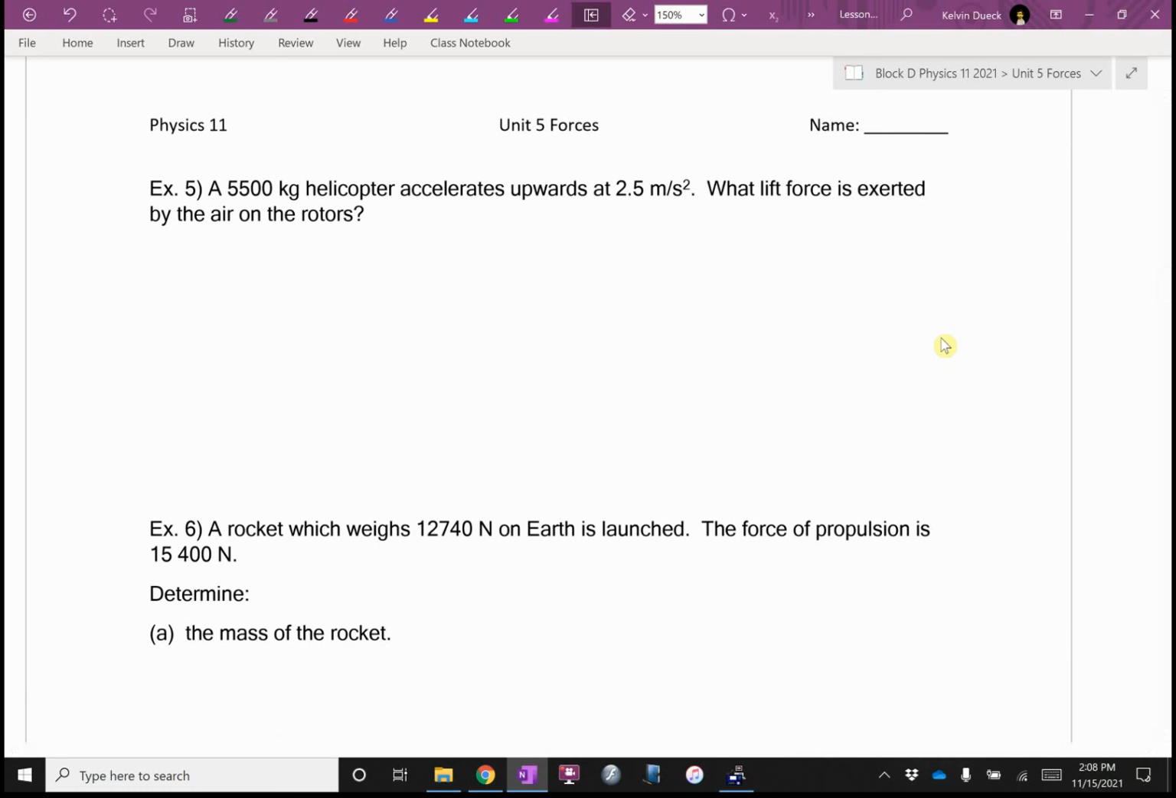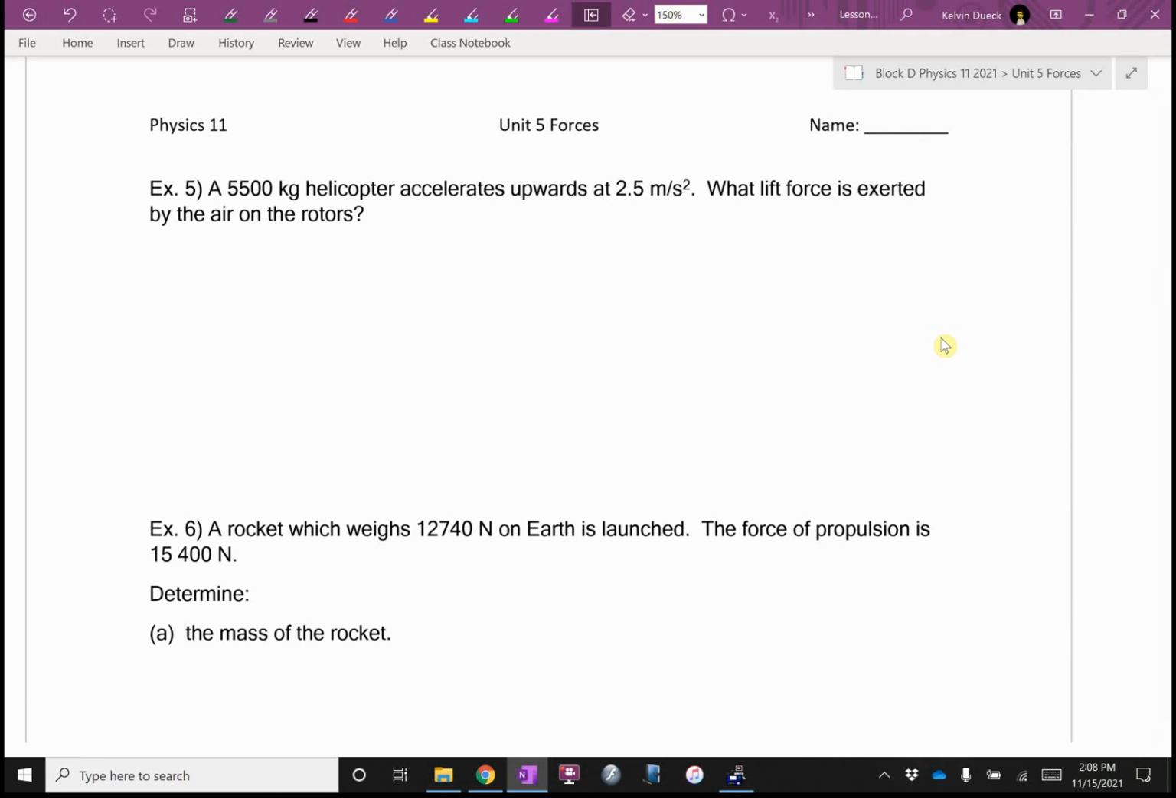Example 5. I like example 5. This is to let you know that the tools that I've given you, Newton's laws, a good free body diagram, winner minus loser, you can solve an awful lot with this.